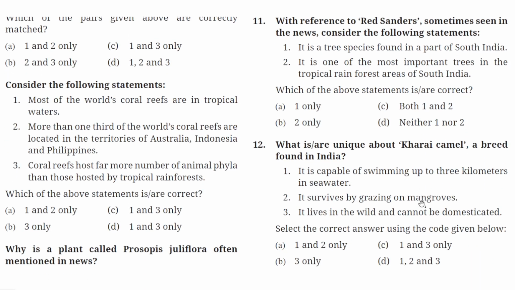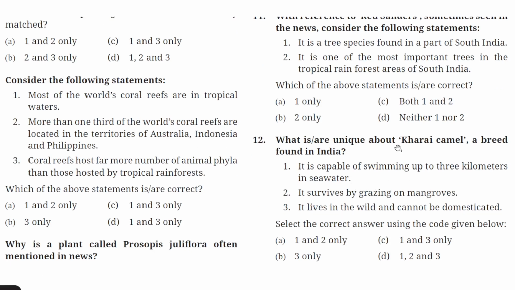Question number 12. What is or are unique about Kharai camel, a breed found in India? Okay, what is unique about Kharai camel? It is capable of swimming up to 3 kilometers in sea water. Highly likely, it is true. It survives by grazing on the mangroves. Expected, it is true. It lives in the wild and cannot be domesticated. Camel being not domesticated is such an extreme claim. So I don't think 3 is the option. So 1 and 2 only. Answer is A.